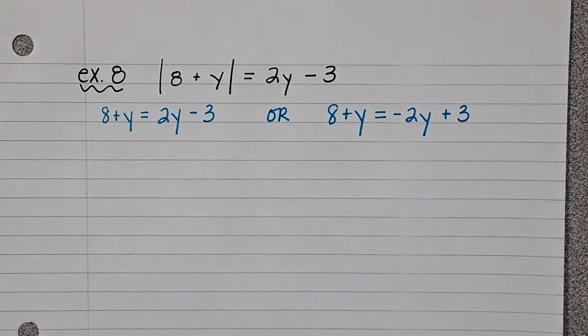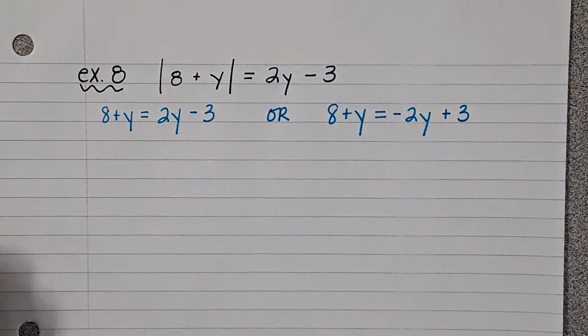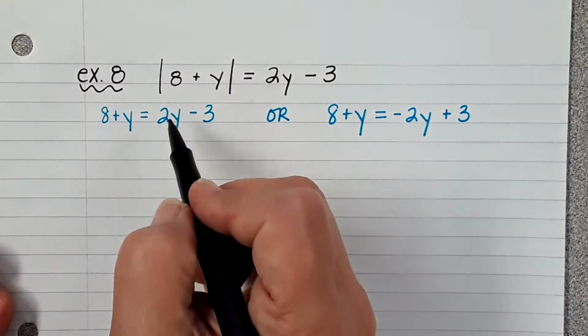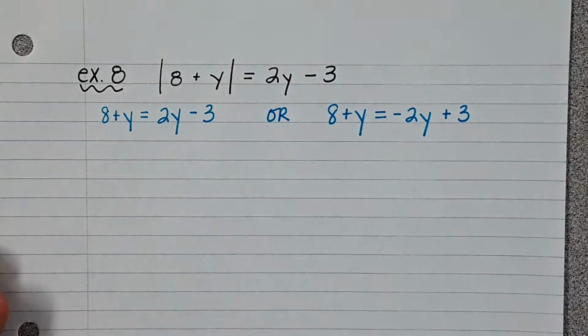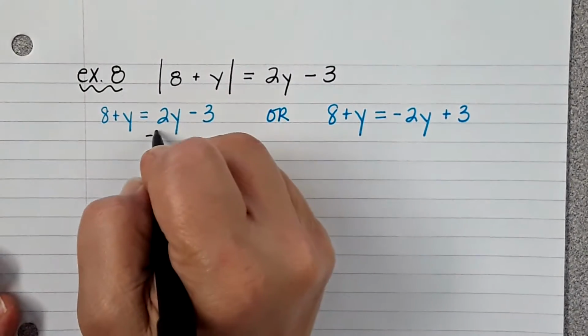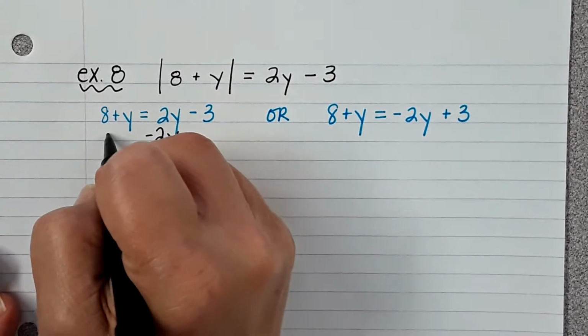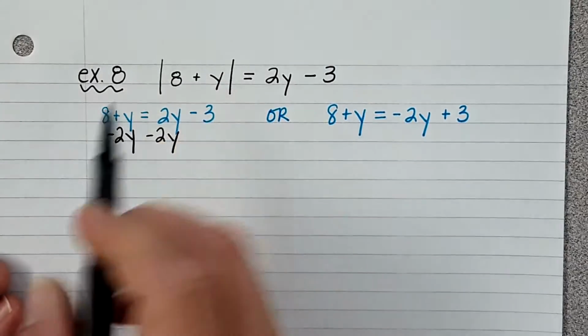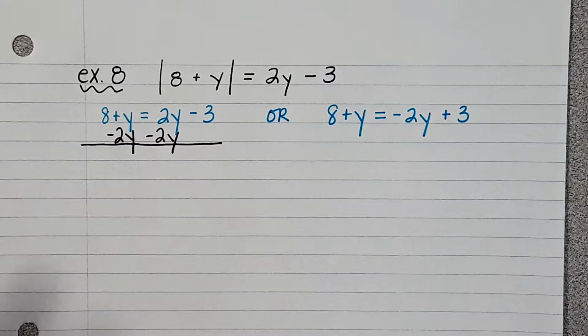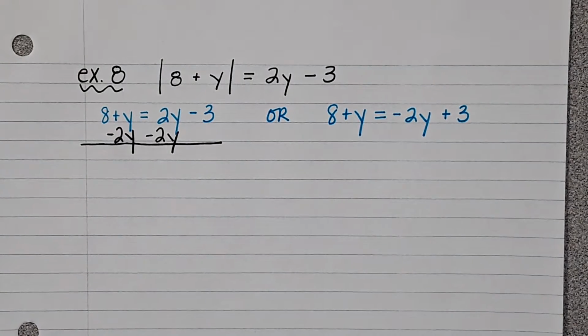Now we're going to solve both of those. I like to move the variable first. I always move my variable to the other side first, that way it becomes a two-step equation. So I'm going to move my 2y. Are we good so far? Are there any questions?